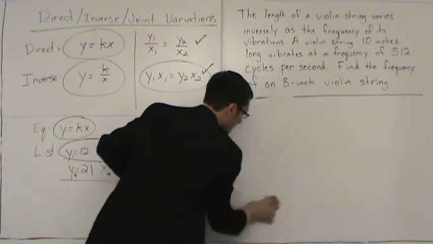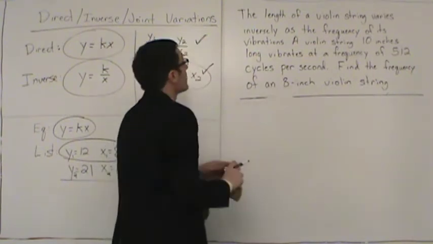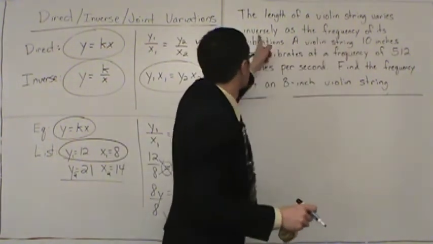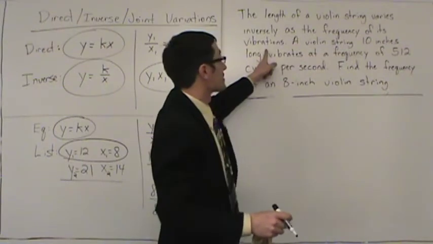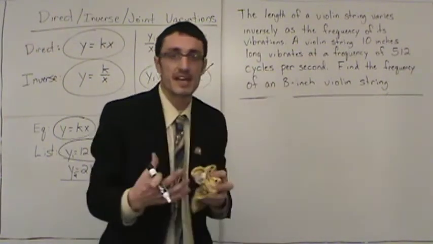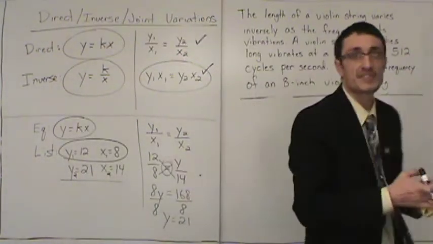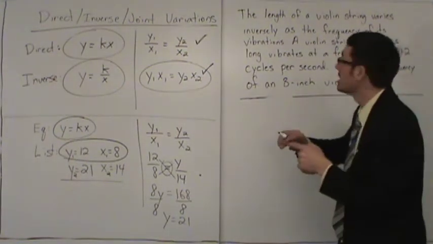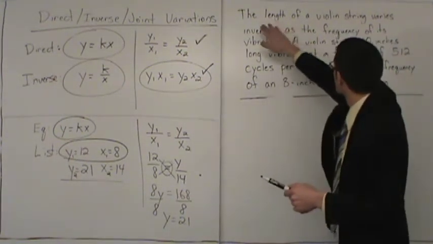Going to the word problem. The length of a violin string varies inversely as the frequency of its vibrations. Okay, so this is the same thing in terms of a lot of words. You just have to get through the words and find your keywords. It says the length. Okay, let's read the whole problem.